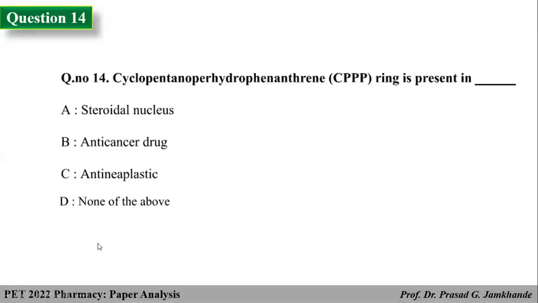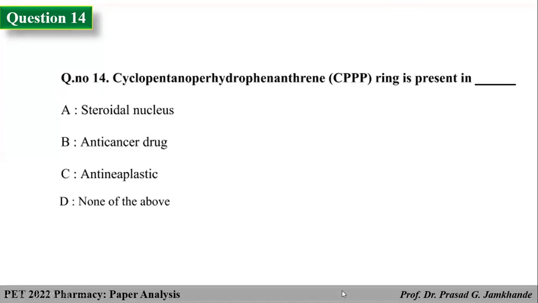Next, cyclopentanoperhydrophenanthrene (CPPP) ring is present in which nucleus? They have mentioned: number one is the steroidal nucleus, second one is the anti-cancer, third one is the anti-neoplastic drug, and fourth option is none of the above.